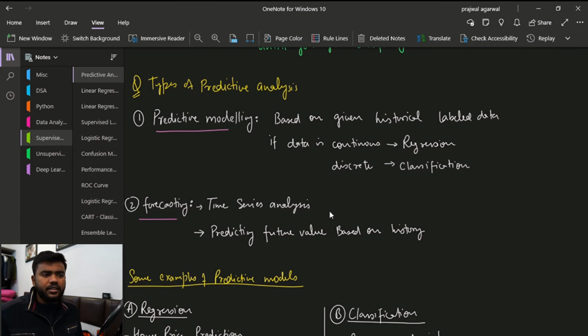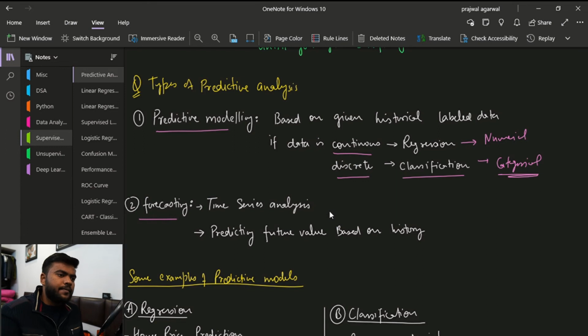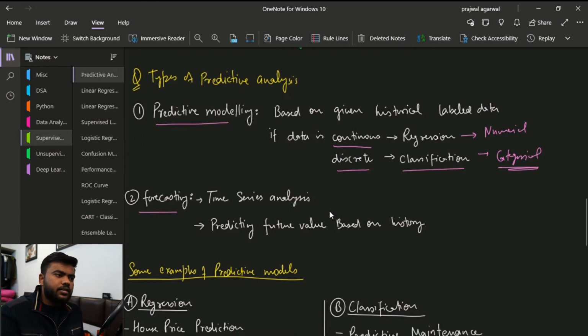We use regression when the data is continuous and classification when data is discrete. Basically, regression is used when data is numerical, and classification is used when data is categorical. So this is the predictive modeling. You will understand everything as you proceed in the course. It's okay if you are not understanding everything right now.